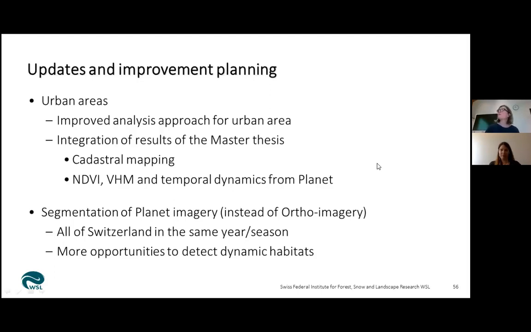Another thing we are hoping to test is whether we could use the Planet imagery that I mentioned before that we use for snowbeds instead of the aerial ortho imagery, because then we could cover the whole of Switzerland in the same year and the same season, and we'd have more opportunities to detect dynamic habitats because there's a much higher temporal resolution of the Planet imagery than we have of the aerial imagery.